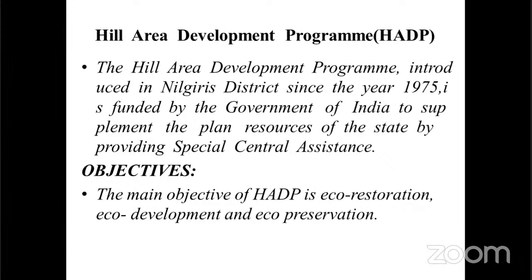Next one is the Hilly Area Development Program, HADP, which was first introduced in the Nilgiris district in the year 1975. If you travel in the hilly areas, you can see the HADP, because in this program they develop infrastructure facilities, put contour bunds, and build water conservation structures. It helps store the water running from the hills and restore the ecological balance, that is eco restoration. So that's why the Hill Area Development Program came. It is eco development and eco preservation. The main objectives, please remember this: eco restoration, eco development, eco preservation. The Hill Area Development Program was first implemented in the Nilgiris district of Tamil Nadu in the year 1975.